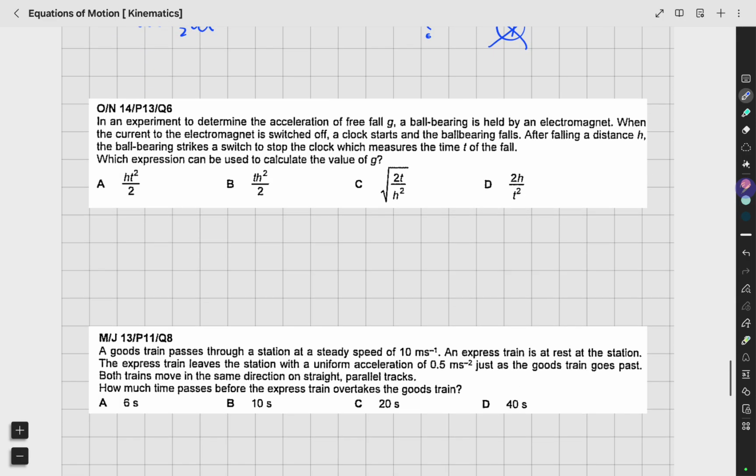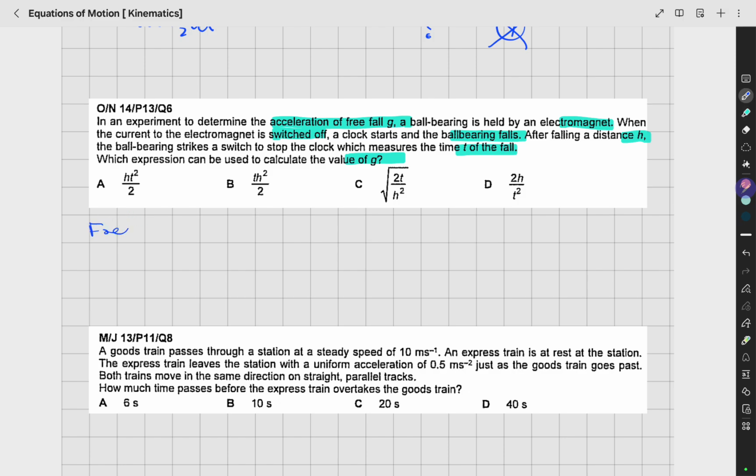The next question is again very simple. In an experiment to determine the acceleration of free fall, a ball bearing is held by an electromagnet. When the current to the electromagnet is switched off, a clock starts and the ball bearing falls. After falling a distance h, the ball bearing strikes a switch to stop the clock, which measures the time t of the fall. Which expression can be used to calculate the value of g?